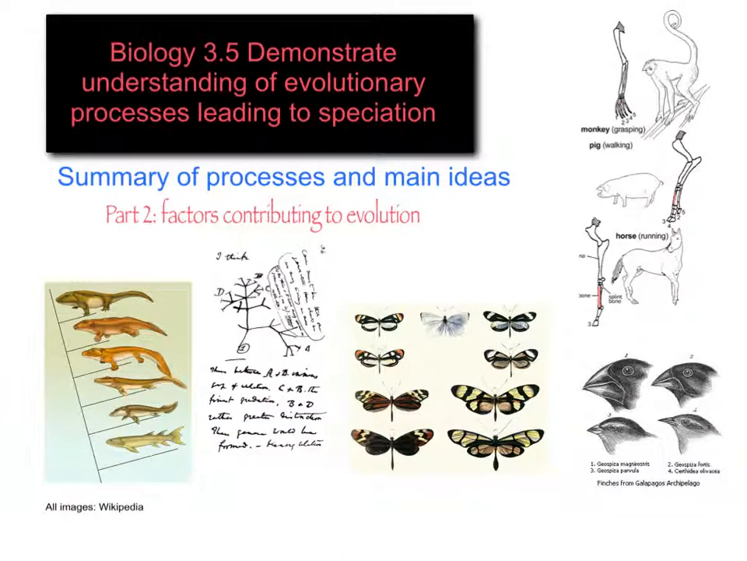This is the second part in the videos about demonstrating understanding of evolutionary processes leading to speciation. And this video is going to look at factors that contribute to evolution happening in the first place. Once again, this is just a summary, a revision tool. It is not going to be enough to allow you to have a really good understanding of these ideas.